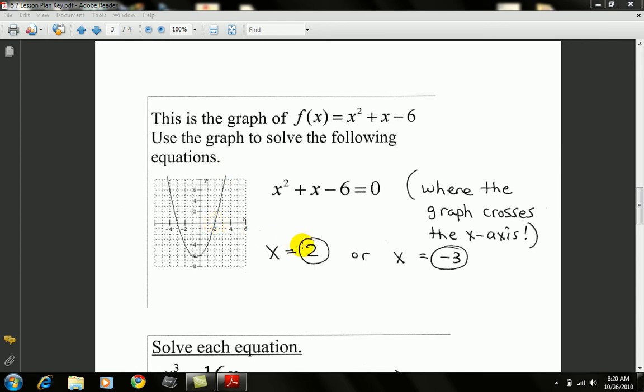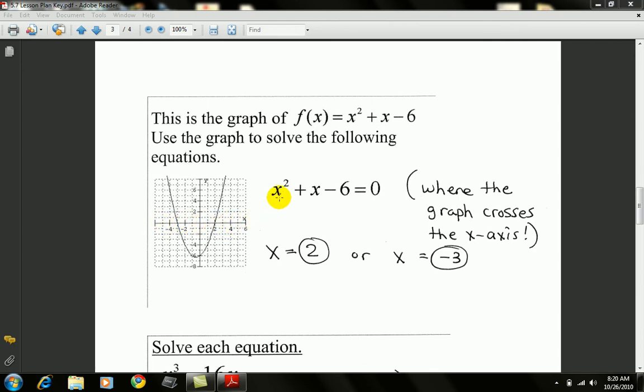Now what I want you to notice is the graph crosses the x-axis at 2. So one answer for x is x equals 2. The graph crosses the x-axis at negative 3. So another answer for x is x equals negative 3. And what's really happening here, when I say when is a function equal to 0, f of x is really another name for y. Where is y equal to 0? Y is always equal to 0 on the x-axis.